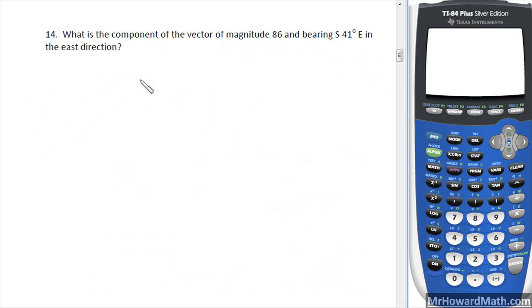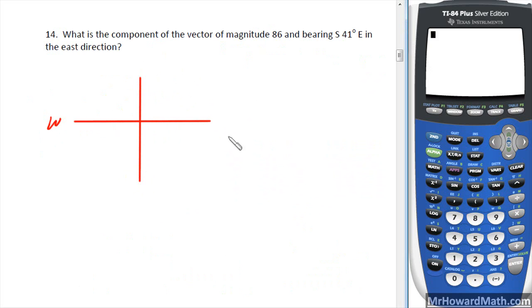Okay, problem 14. What is the component of the vector of magnitude 86 and bearing south 41 east in the east direction? All right, so we'll draw a coordinate plane here and label our directions. And then it's south and east, so it'd be back this direction, and this angle would be the 41 degrees. So we'll make our triangle like this, and that means this angle would be 49 degrees inside the triangle. 90 minus 41, 49 degrees.